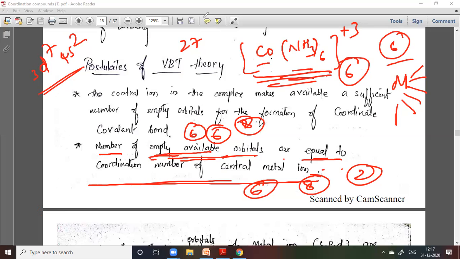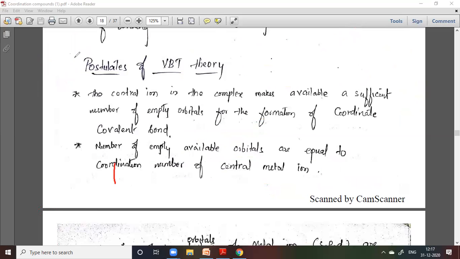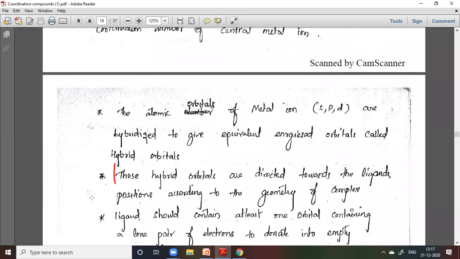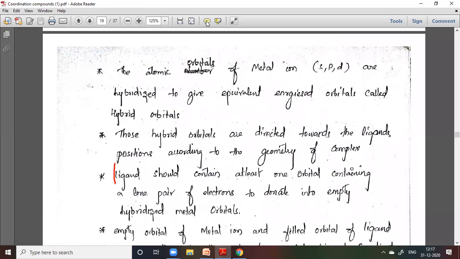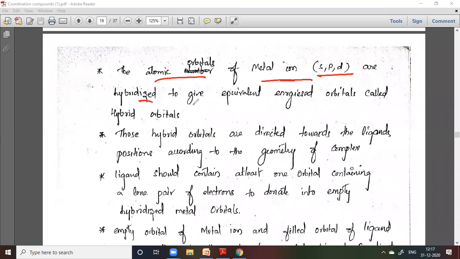This is the second point. అది మనకు second point. అంతేనా? So let us see the next points. So the atomic orbitals of metal ion s, p, d are hybridized to give equivalent energized orbitals called hybrid orbitals.